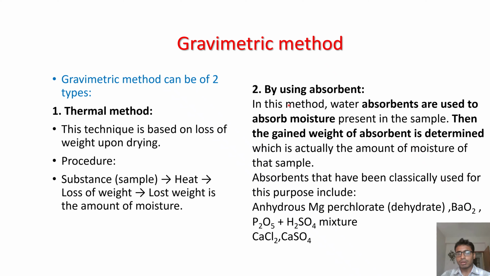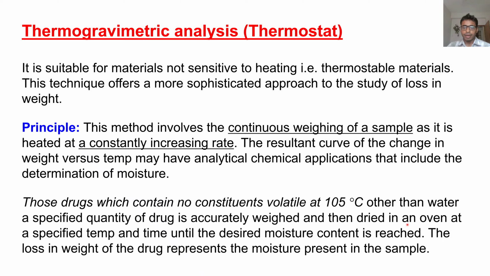However, you can also perform water determination by using absorbent. In this method, water absorbents are used to absorb moisture present in the sample. Then the gain in weight of the absorbent is determined, which is actually the amount of moisture of the sample. Absorbents that have been classically used for this purpose include anhydrous magnesium perchlorate, then calcium chloride, calcium sulfate mixture, etc. Now we'll see thermogravimetric analysis.